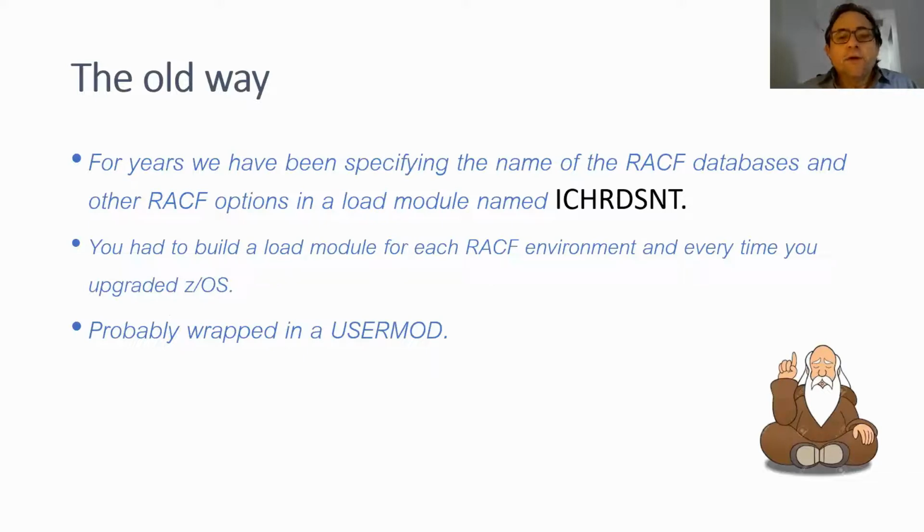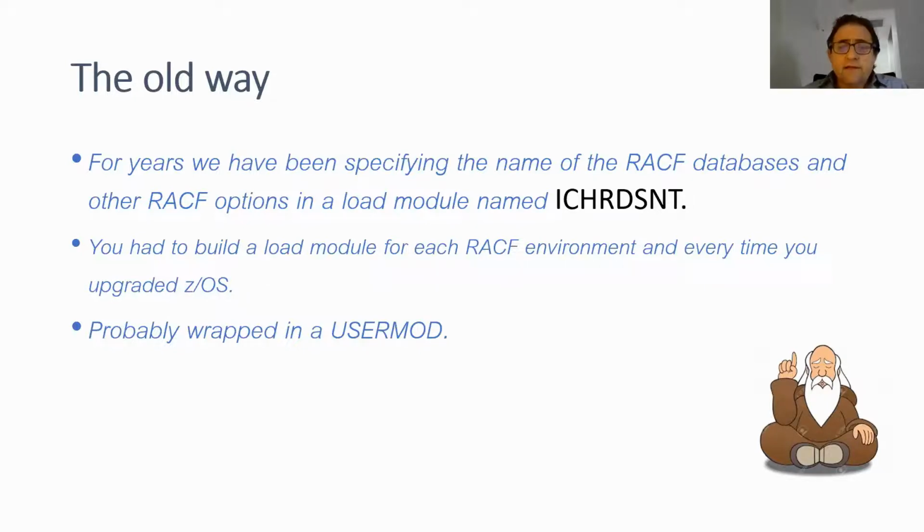The old way that we used to specify the names of the RACF database and also the range and also some RACF options were in a load module called ICHRDSNT, and there's another load module which has the range table. I didn't specify it here because I have no experience with that. So I just wanted to stick with what I had experience with.